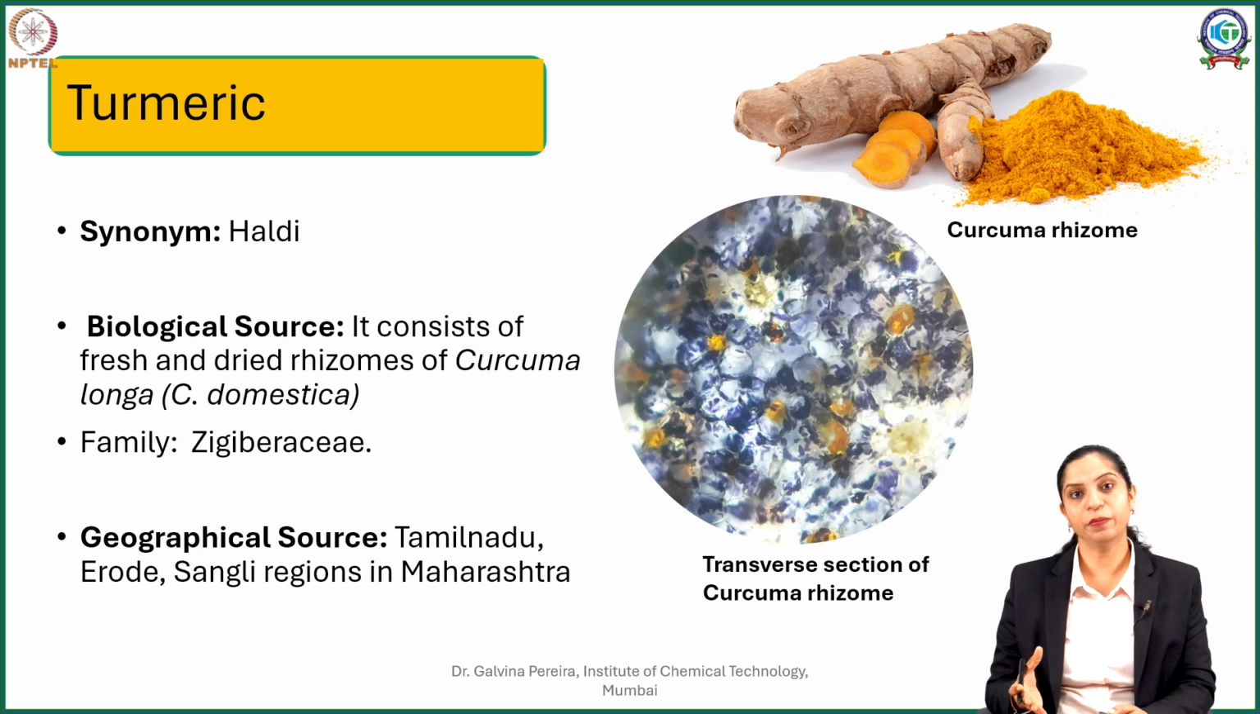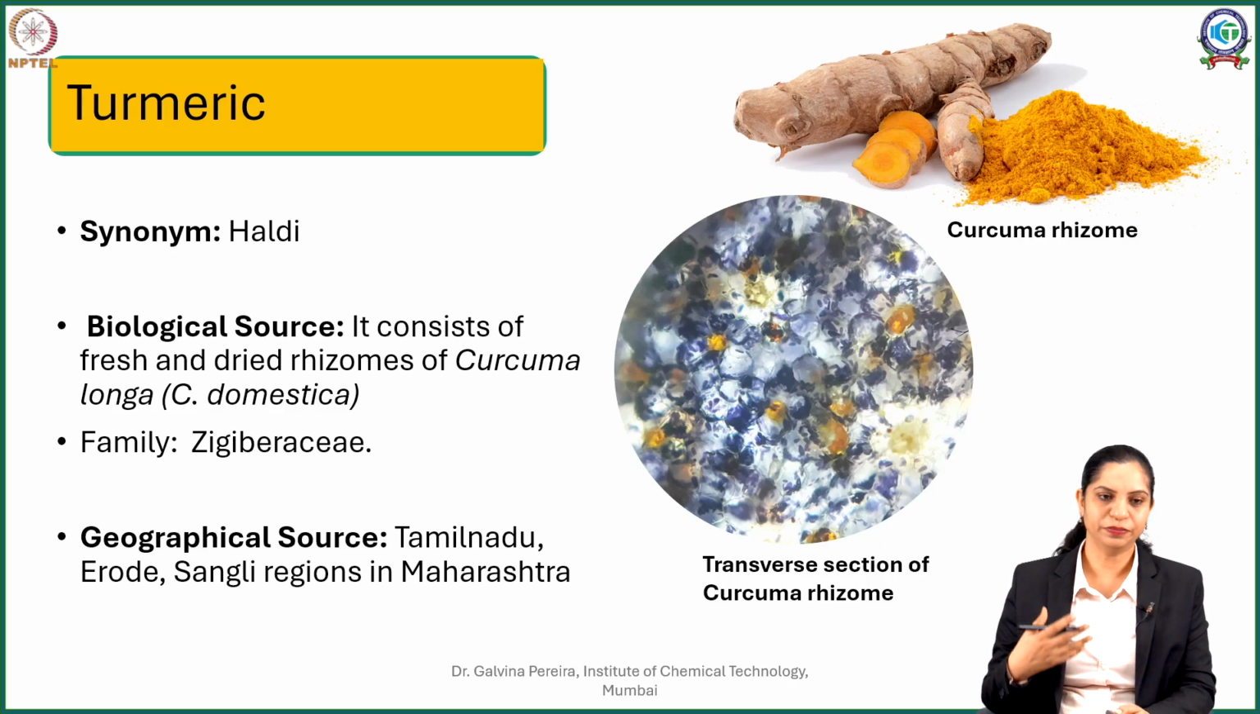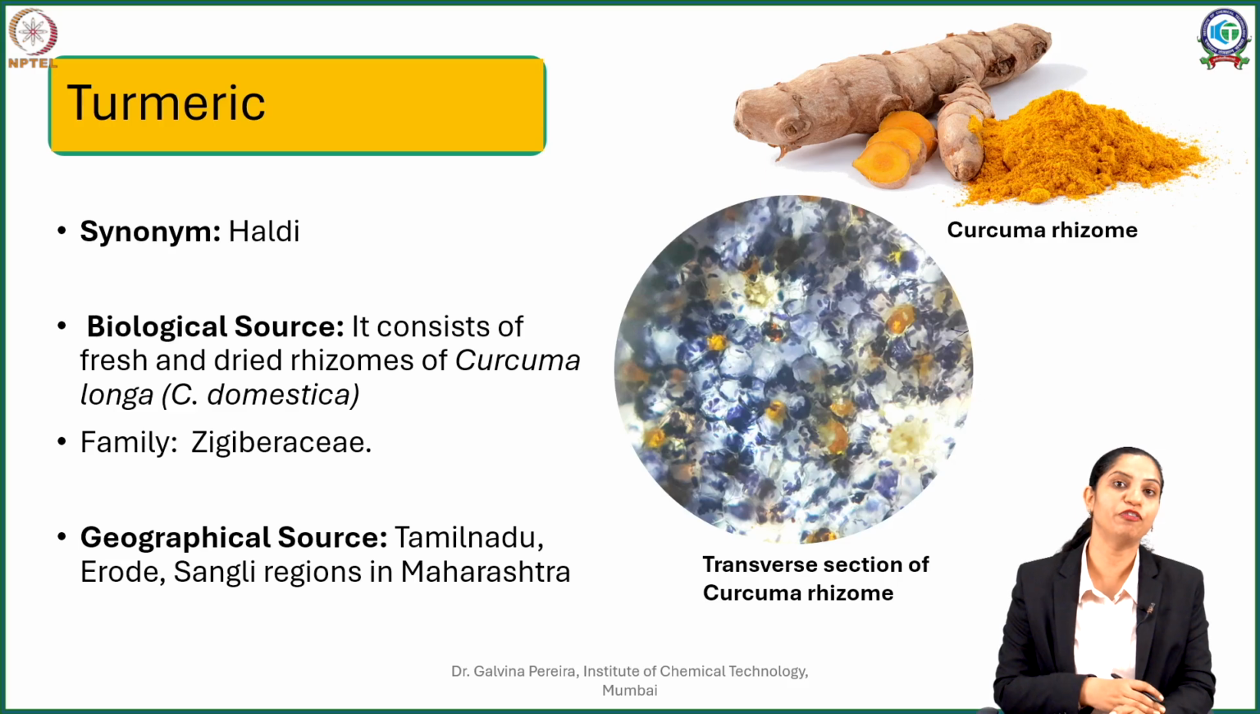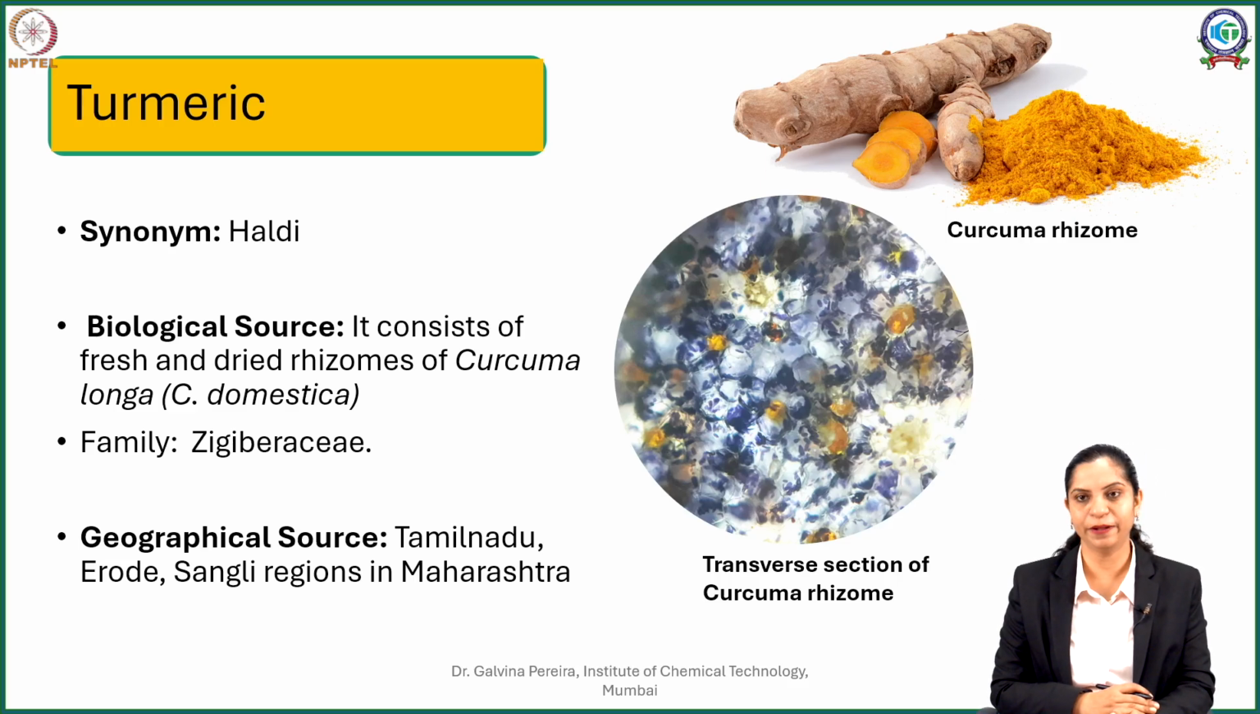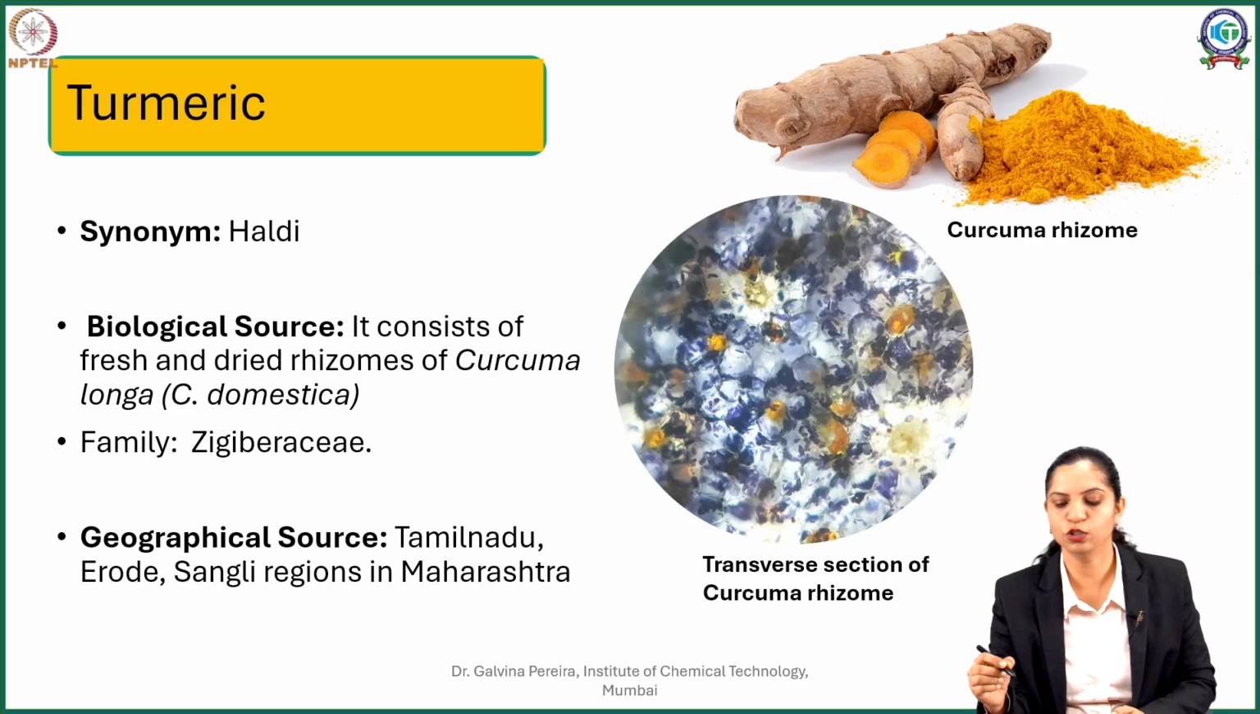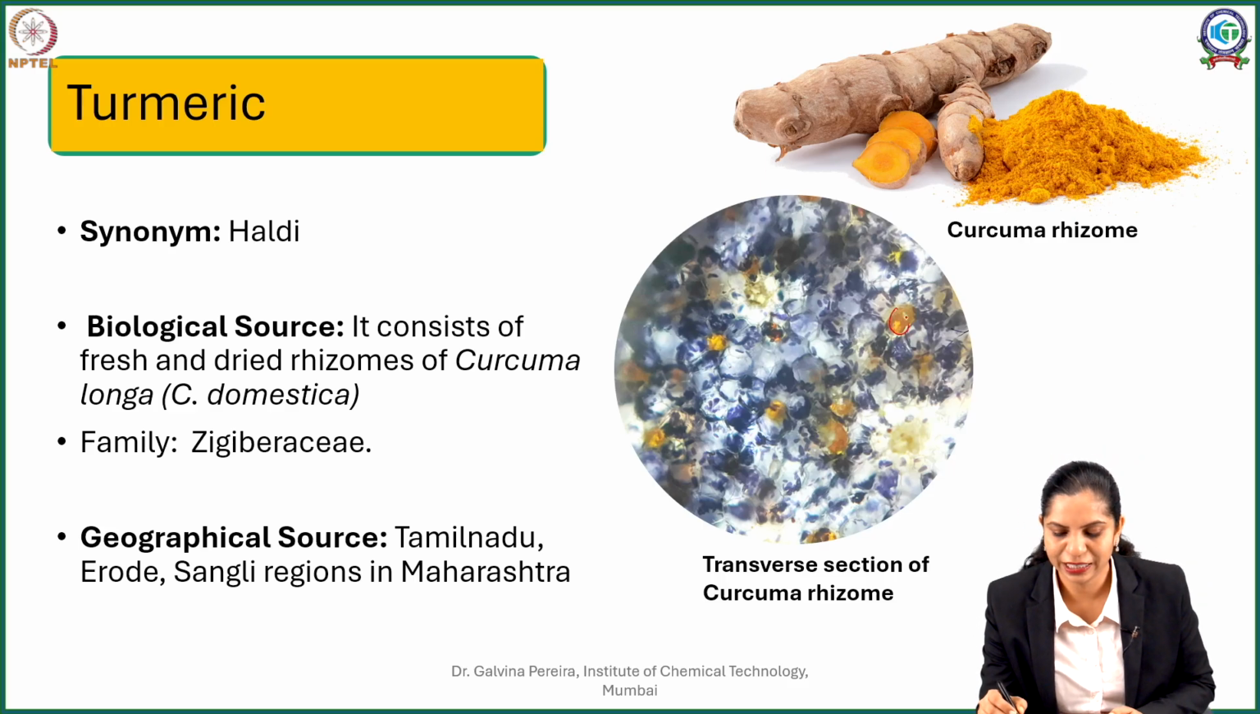So turmeric is cultivated in Maharashtra, especially in the Sangli district, and in Erode in Tamil Nadu. It is cultivated throughout India, but these are the two chief principal producers and suppliers of turmeric in India. Now, like your ginger, this is also an oleoresin, so you can see it is there in your oleoresin cells.